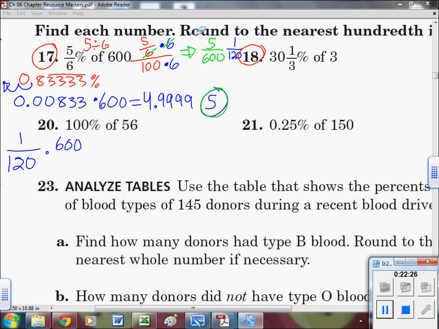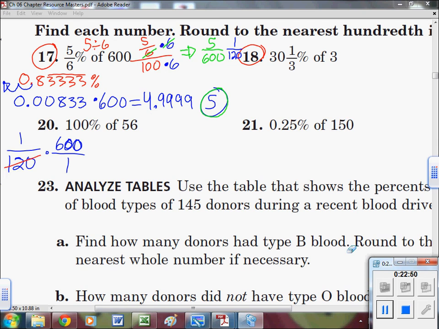1/120 times 600. If you calculate this, you're going to get the exact same answer we got the first time, except you're not going to have to round. You're going to actually get 5. Before we do this, though, we're going to simplify this fraction using the cross canceling. I see that we have 120 and 600, so we're going to use our cross simplifying shortcut real fast on that.